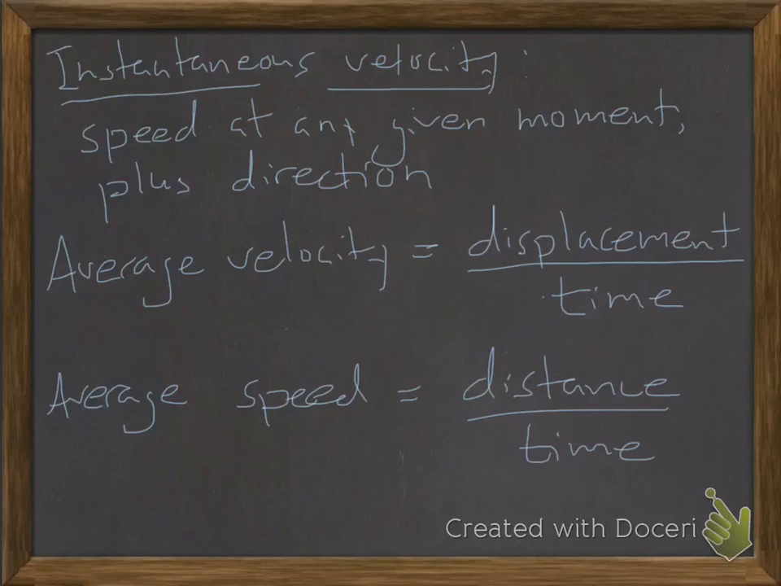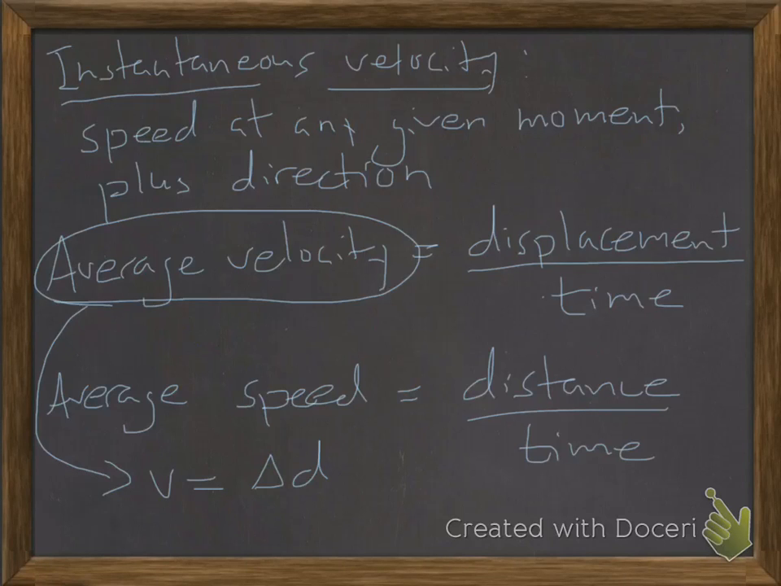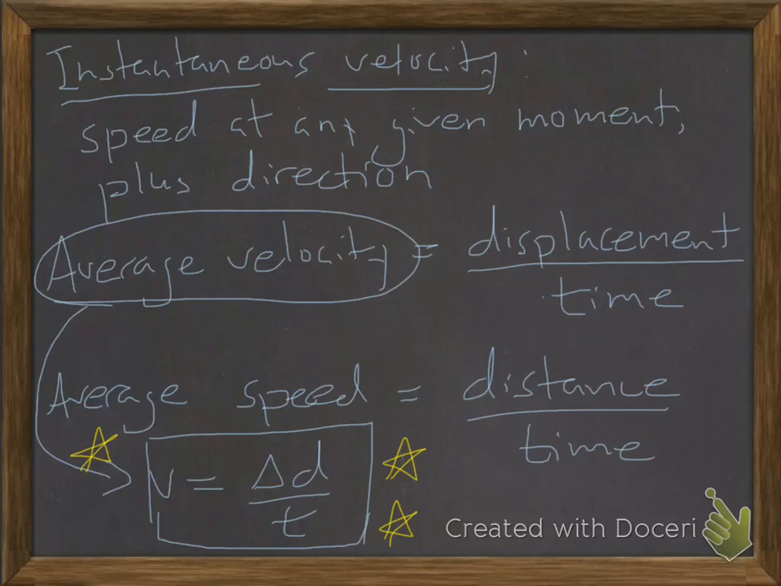Another way to represent the velocity more commonly is going to be simply v equals delta d over t. This is our first sort of look at our kinematic equations. All right, any questions? Let's take a look at what this actually means.